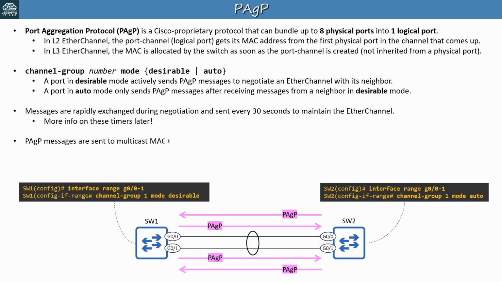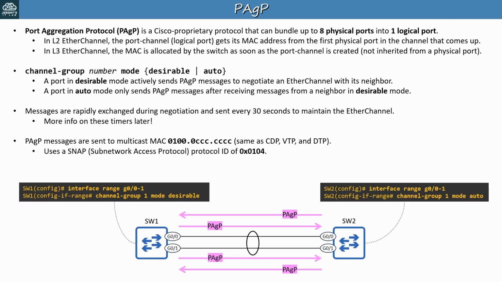PAgP messages are sent to the multicast MAC address 0100-0CCC-CCCC. This is the same address used by CDP, VTP, and DTP. It's one of Cisco's reserved MACs. PAgP uses a SNAP, Subnetwork Access Protocol, protocol ID of hex 0104. I'll point this out when we look at the packet capture.